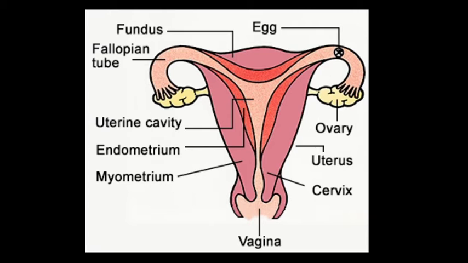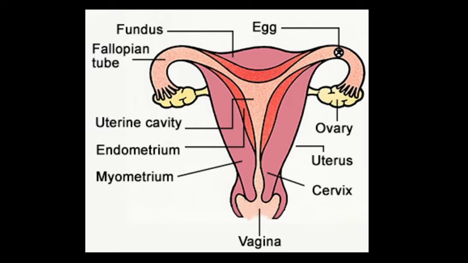Okay beta, so this is your fallopian tube. We also call this the oviduct. Now the uterus, we should also know about the uterus. The uterus is also called the womb. It is shaped like an inverted pear.